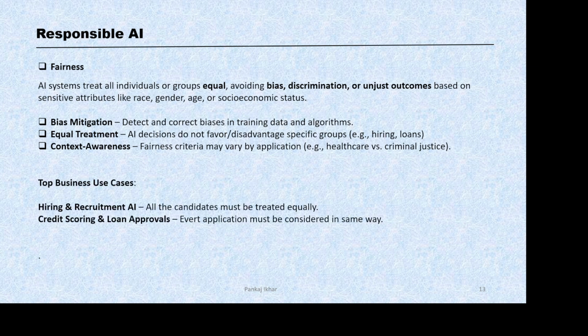Top business use cases: hiring and recruitment AI, wherein if you are working on a hiring algorithm or a recruitment algorithm, all the candidates should be treated at the same level. No bias. Credit scoring and loan approval: in the finance world, each individual who is applying for the loan, for the credit, must be treated in the same way. No bias should be performed. That's fairness. People should not feel left out.